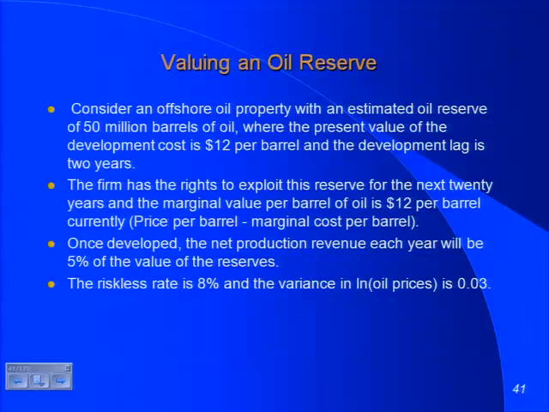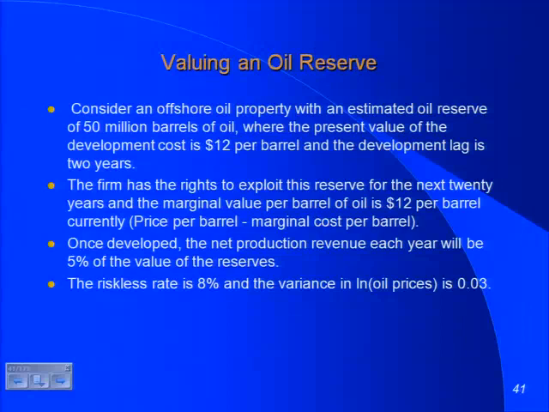There's an estimated 50 million barrels of oil under the ground. Your geologist has gone through, he's pretty comfortable with that estimate. And if you develop that, the cost of developing that reserve today is going to be $600 million. If you decide to develop the reserve today, you've got to spend $600 million today. So you know how much oil is under the ground. You know what it's going to cost you to develop the reserve. Based on oil prices today, let's assume you think you can make $12 per barrel of oil coming out of the ground. So this is the price per barrel minus the marginal cost.